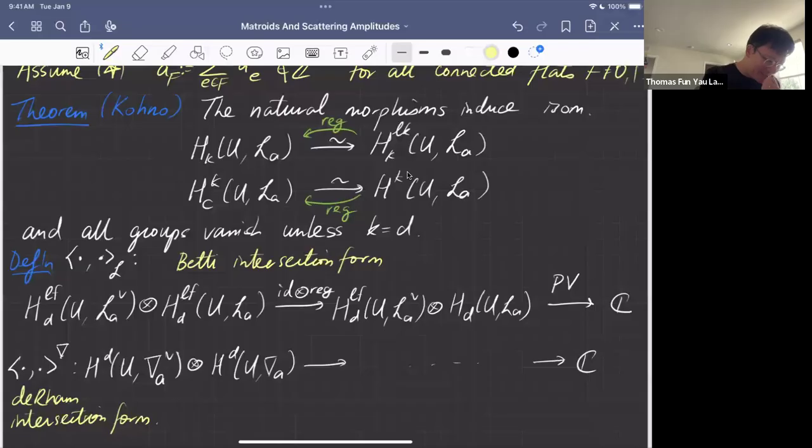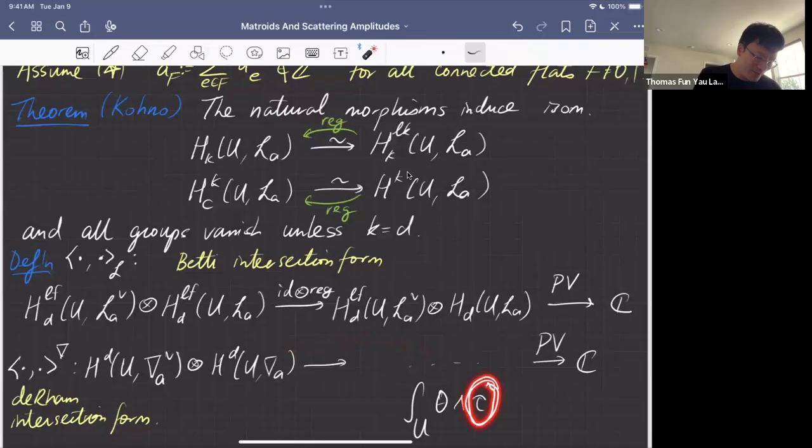So what is this map here? This Poincaré-Verdier map is: I just take my two forms, and I take the integral over the whole space of the two forms wedged together. Let's call them theta wedge tau. After I apply this map, one of them, let's say tau, is now a compactly supported D form. Theta is a D form. When I wedge them together, I'll get a compactly supported 2D form, and I can integrate over this 2D-dimensional real space. And that's this map, up to some 2 pi i's.